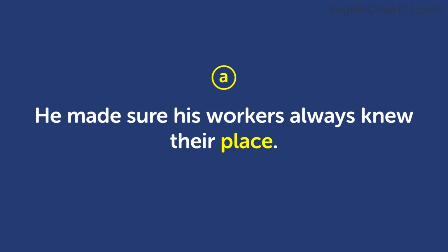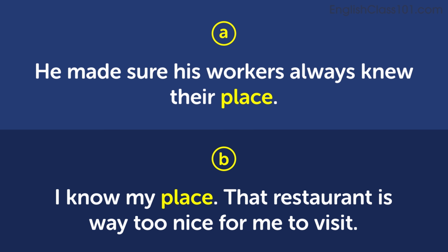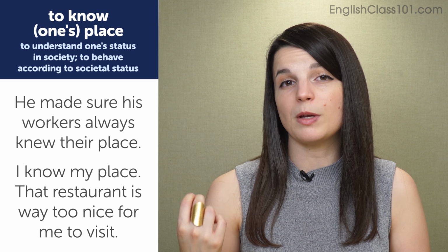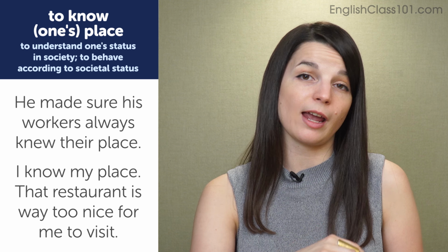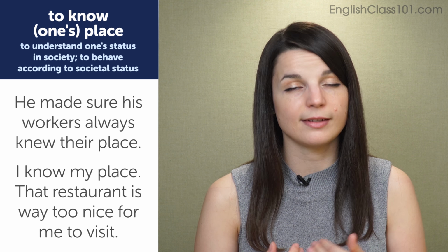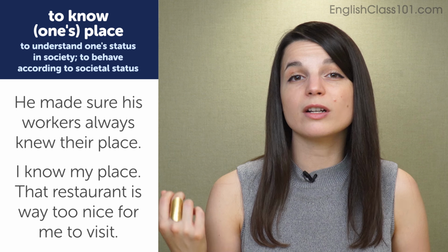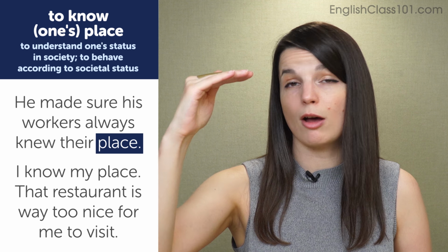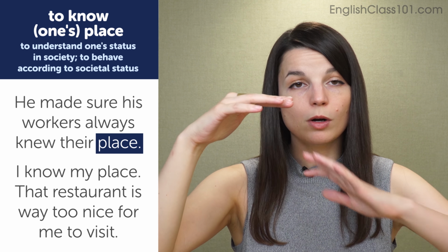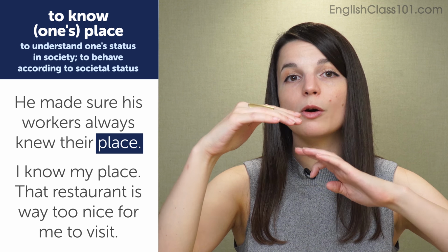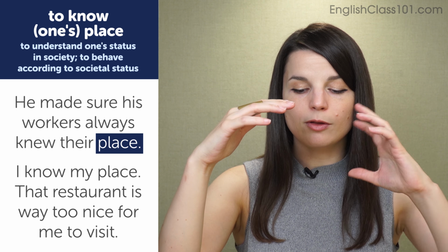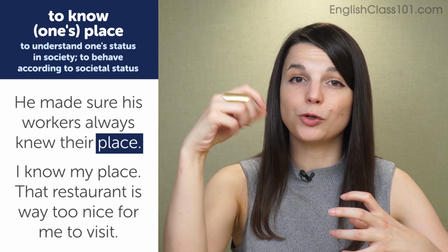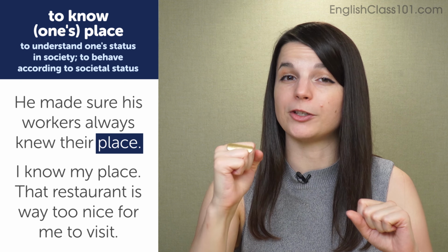He made sure his workers always knew their place. I know my place. That restaurant is way too nice for me to visit. So here we see examples of people behaving or being expected to behave in accordance with their social status. In the first one, he made sure his workers always knew their place. The nuance here is that he is like some kind of boss or authority figure. And the others, the workers, which we see workers indicates they're below him. They know their place. So in other words, they know that their role, they know that their status in society is lower, and he wants to make sure they know that. So this has a bit of an air of disrespect about it.